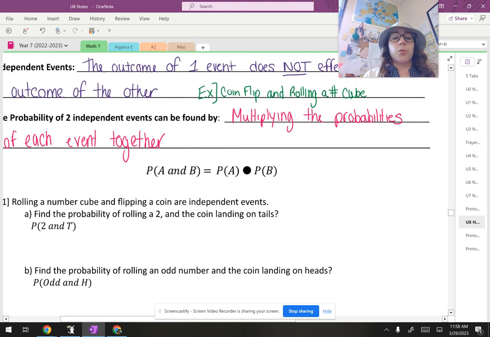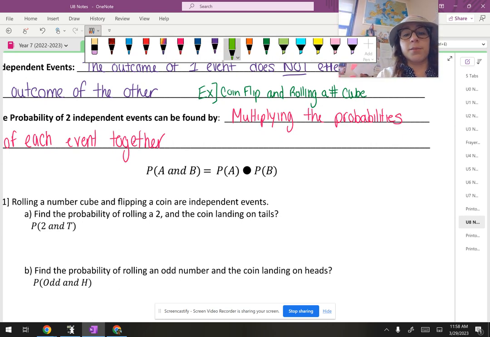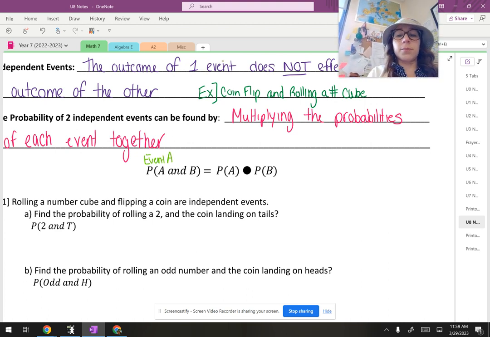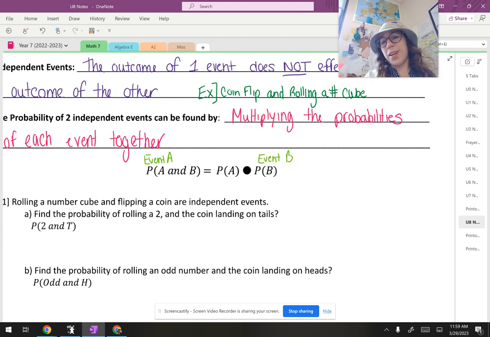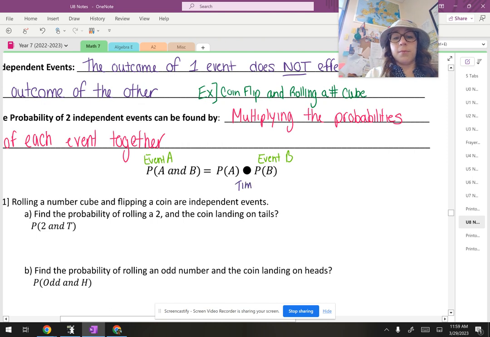So that's just this notation down here. Remember that old school notation, probability of event A and event B. Whatever those events are, random event A, random event B, is equal to the probability of A times, that keyword of and.